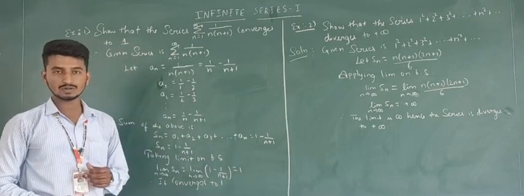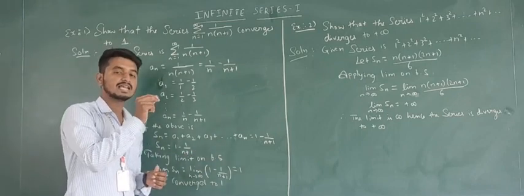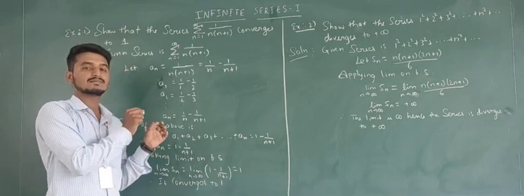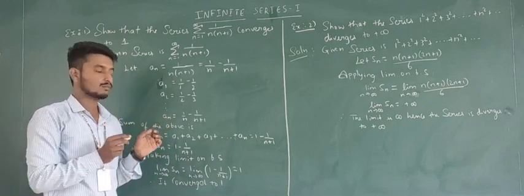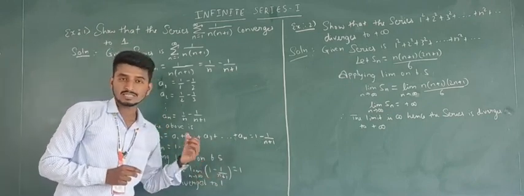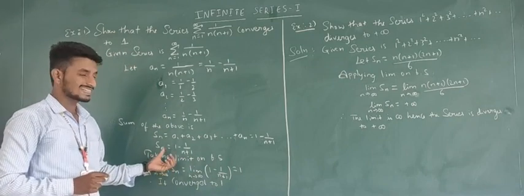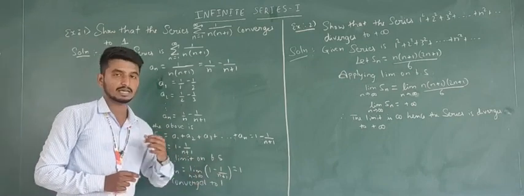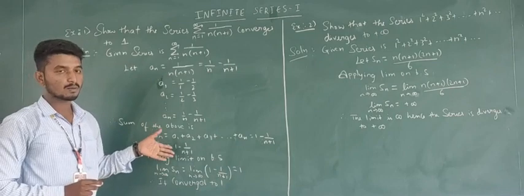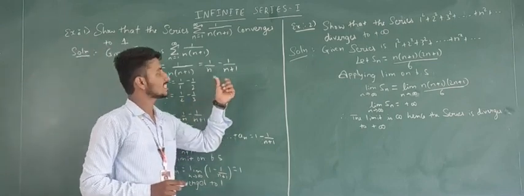By the definition of convergence, if the limit n tends to infinity Sn equals L, that is, if the sequence has a limit, then we say it is a convergent series. So your sequence converges to 1 here. This is one type of problem. Next we will see the second problem.